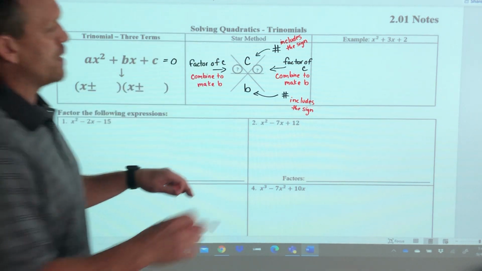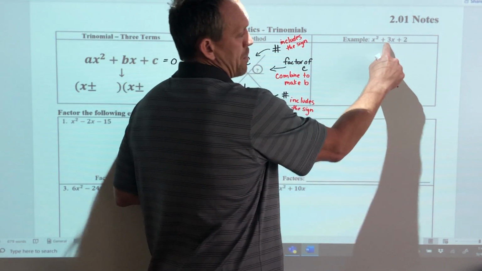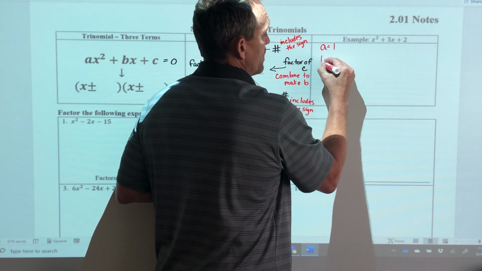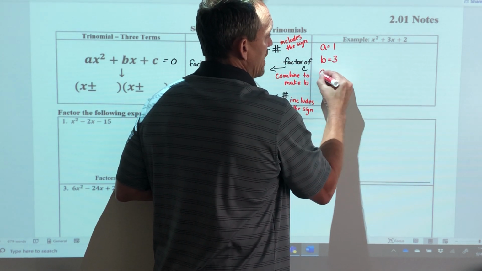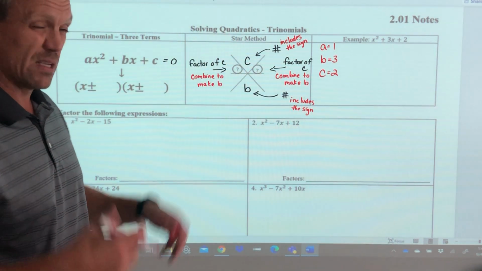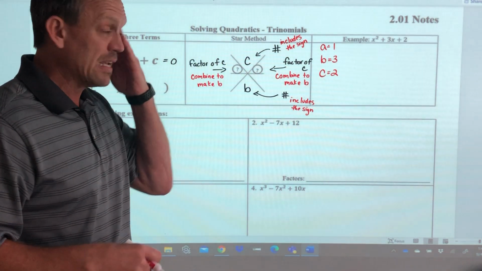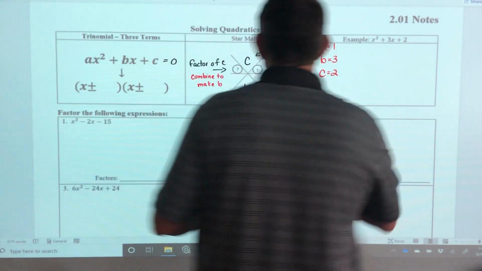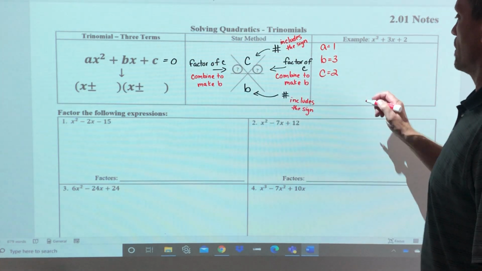So if we look at over here, we have x squared plus 3x plus 2. So our values are a equals 1, b equals 3, and c equals 2. It may benefit you to write this down like this, particularly in the beginning, to help you, at least for the example. Okay, so we're going to work on our little star method here.